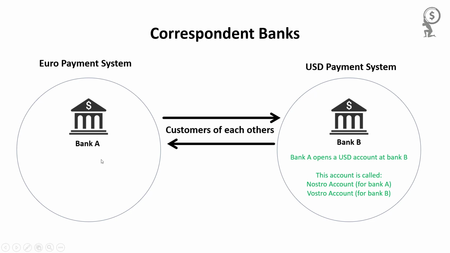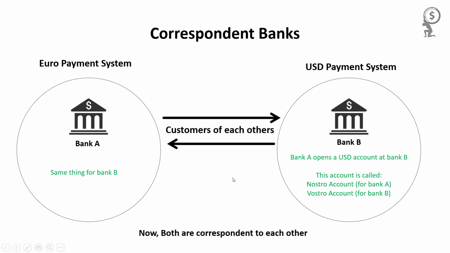Again, bank A will say that it's my nostro account at bank B, and bank B will say it's the vostro account of bank A at my bank. It's a bit confusing, but in time you will find that it's super easy. And also bank B can do the same thing at bank A. In this case, we can say that both banks are correspondent to each other.